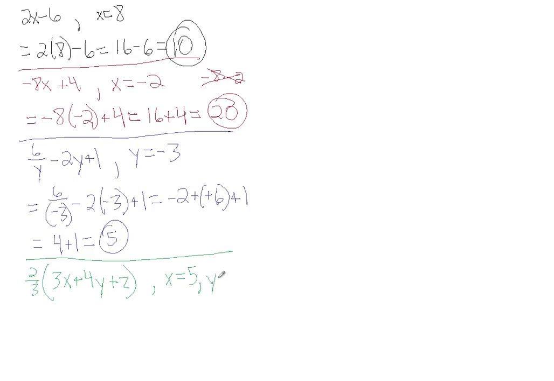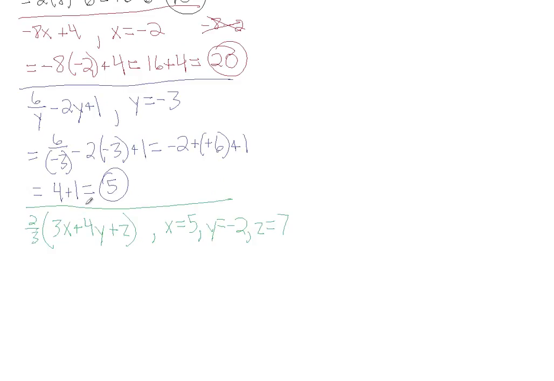We're going to let y equal negative 2, and z equals 7. We approach this the same way. We have 3 different variables, but we have the values for each of these variables. So all we do is rewrite our expression with our values substituted into our variables.